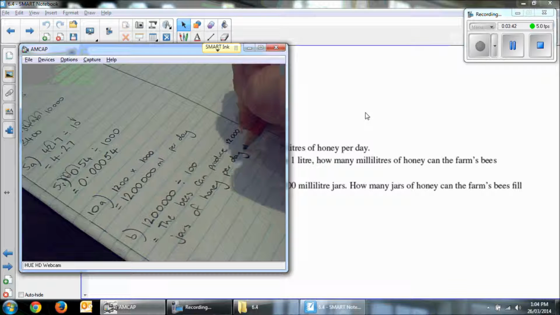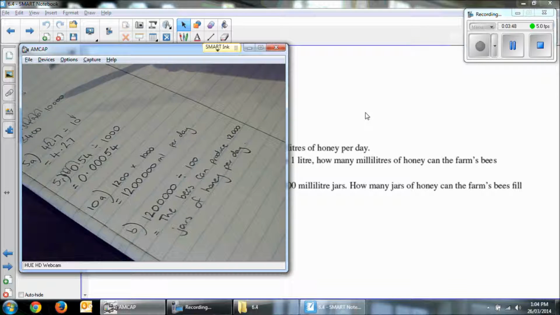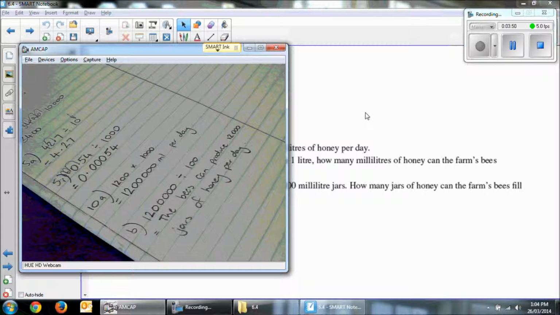per day. Okay, so when you're multiplying or dividing by powers of 10, it is quite simple.